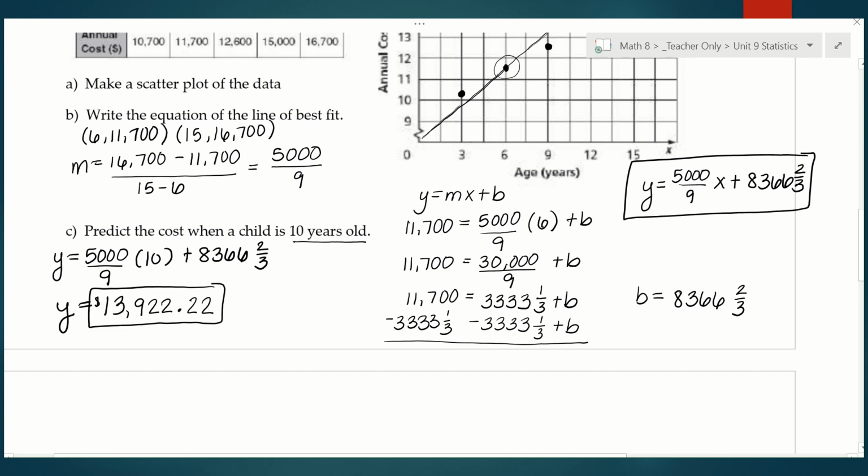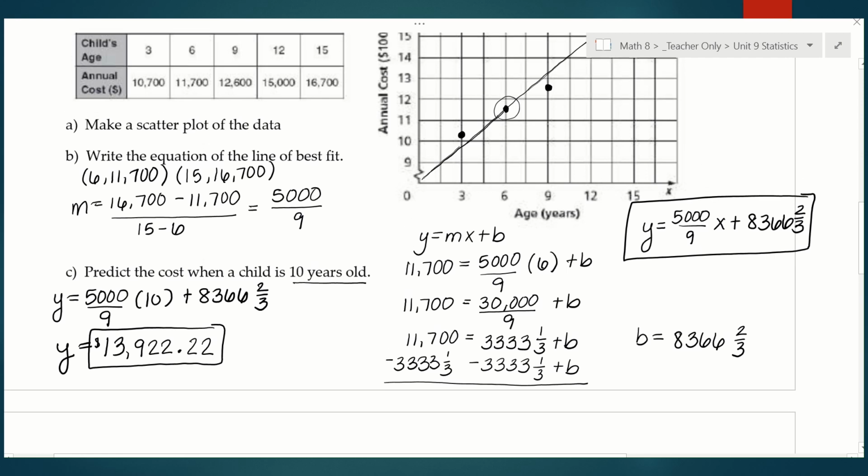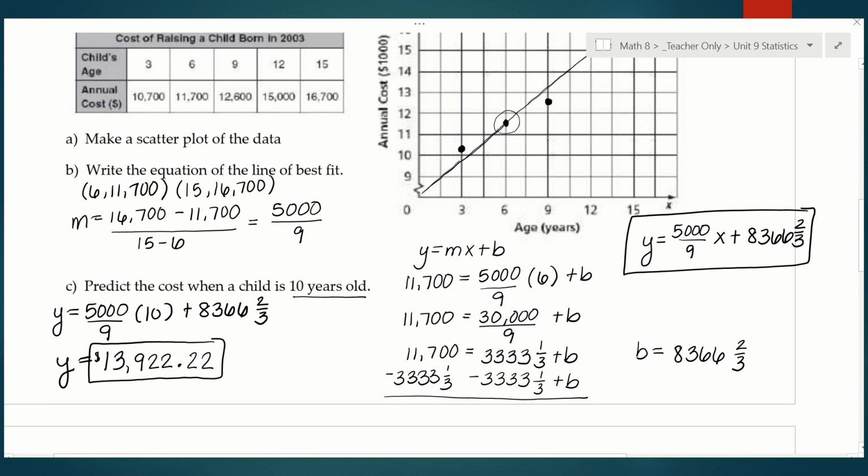Okay, so let's talk about if that number makes sense. If I go back up to my table, the data shows that for a 9-year-old child, it costs $12,600 per year. And for a 12-year-old child, it costs $15,000 per year. We just found the cost for a 10-year-old child, which is in between those two, and my answer that I got is in between those two. So that's a good sign. That means that we are definitely on the right track here.